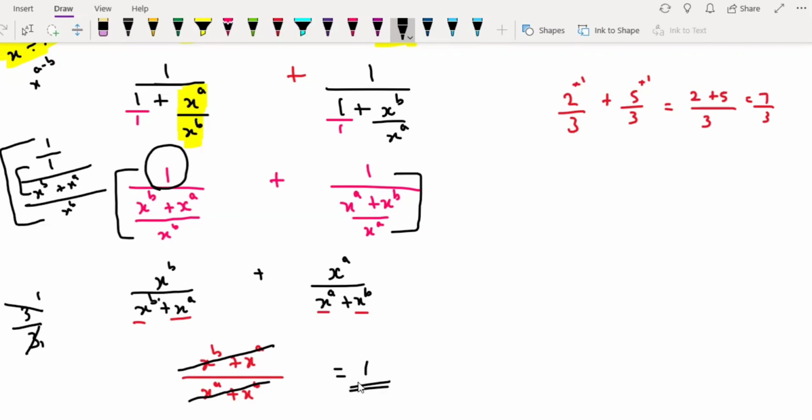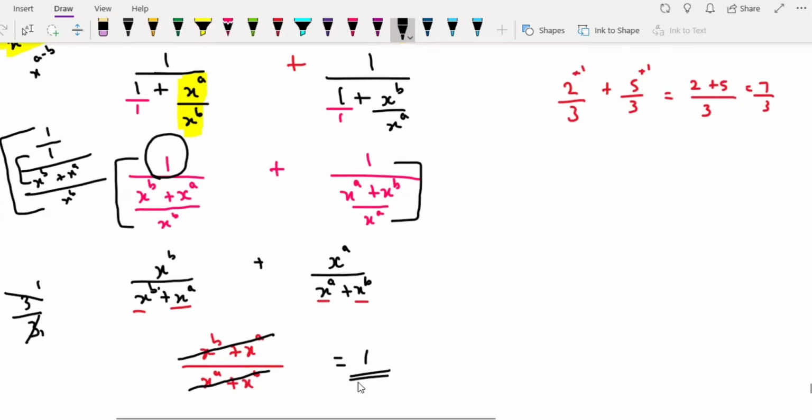So let us go with the next one. I hope you have been clear with the explanation. If any doubt, just comment your doubt. We shall try to solve your doubt. The next one.